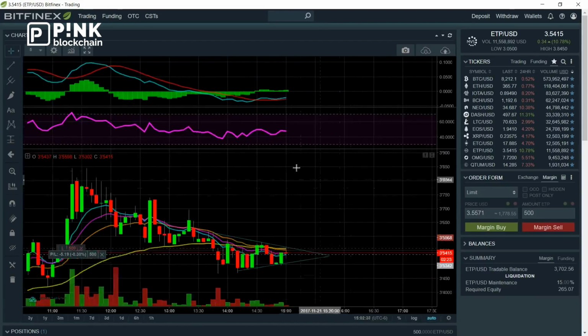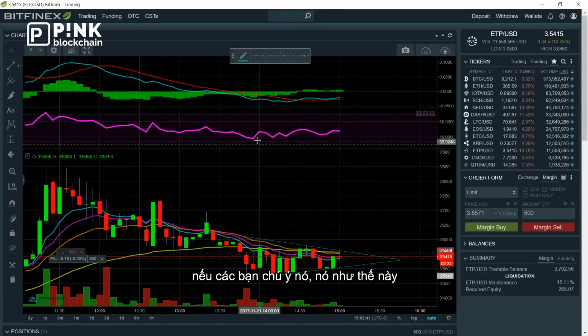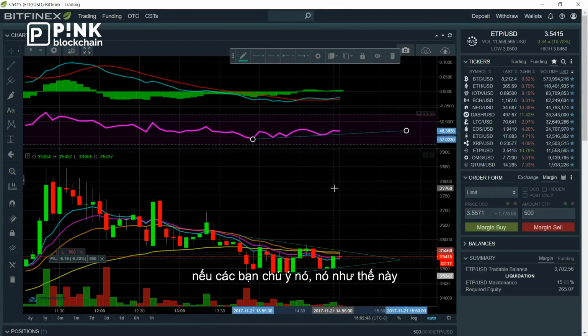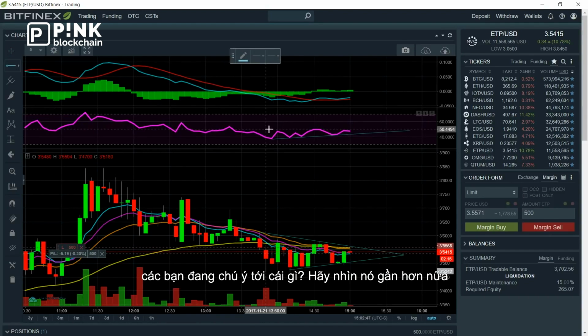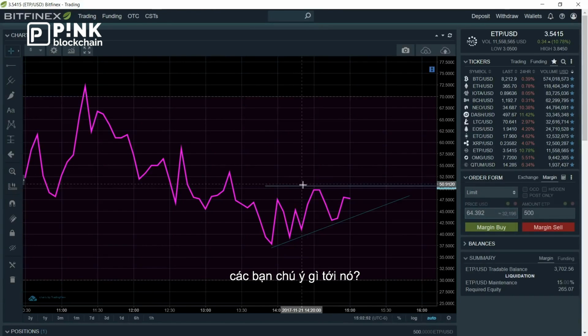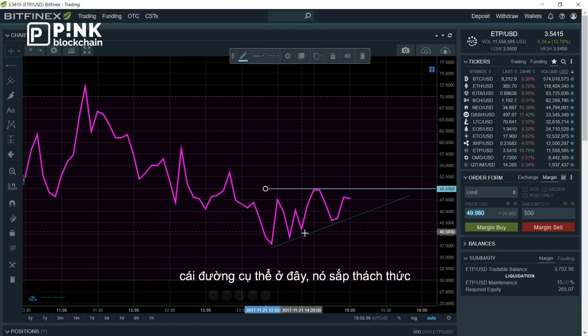See, it's finding baseline support right here. It's getting higher on the RSI, if you guys notice, right? Just like that. And if you guys also draw your resistance line right here, what do you guys notice about this? Look at this closely. What do you guys notice about it? Okay. This particular line right here.